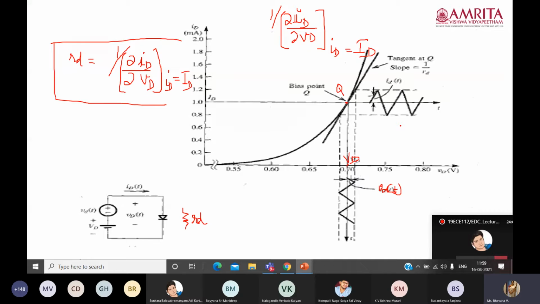So first one, it can be used as a voltage regulator. A voltage regulator is a circuit. Have you noted this? Yes or no? Yes, ma'am.